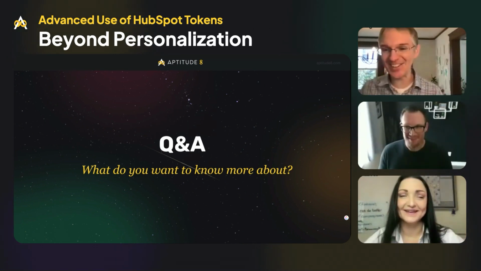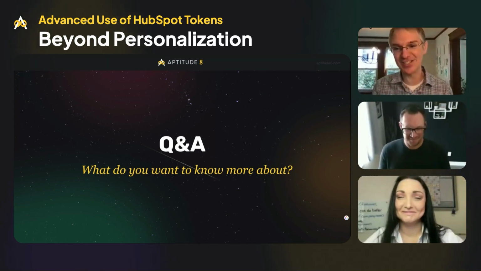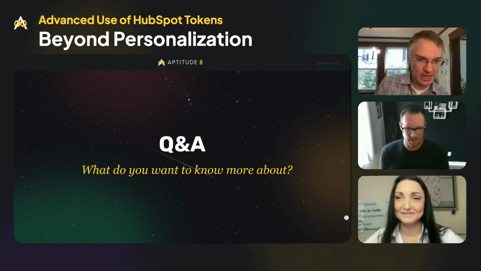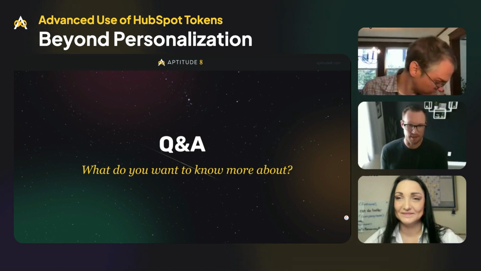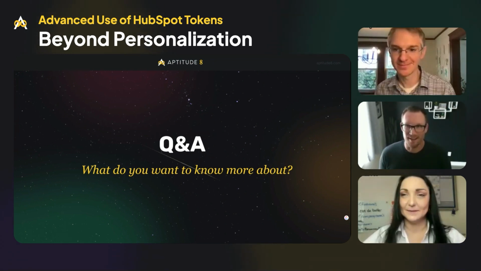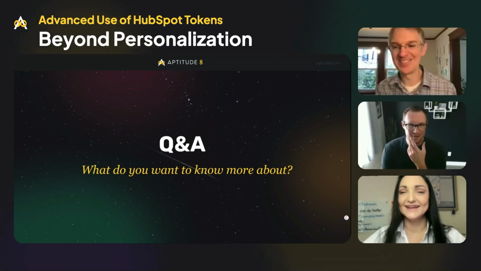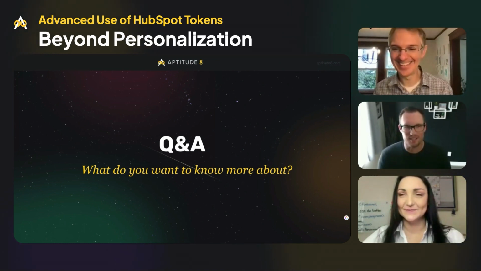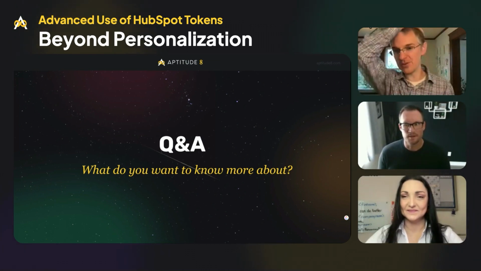Valerie asks, is there the possibility to use if-then conditions for token default values? I'm not aware of a way to do that. I don't like saying no as an answer, but I'm not sure that you can dynamically change the default value of a token. Valerie, I think we'd love to hear more about your use case here.